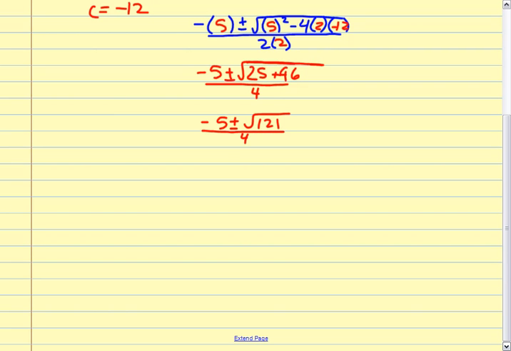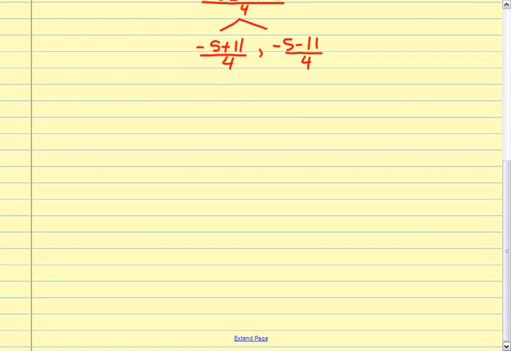Now when I take the square root, that's when I split it. Minus 5 plus 11 over 4, comma, minus 5 minus 11 over 4. This one's going to give me 6 over 4, is that right? Which is 3 over 2. This one's going to give me negative 16 over 4, which is negative 4.